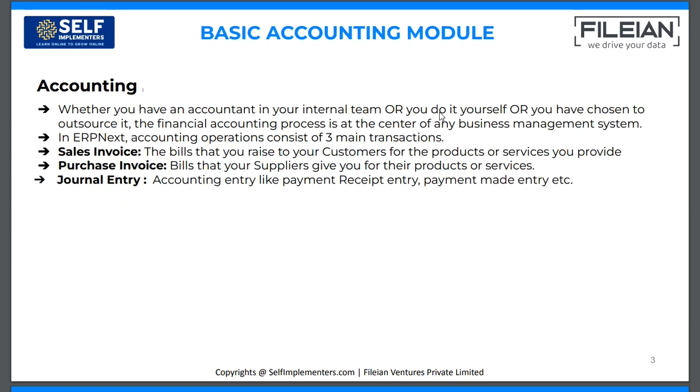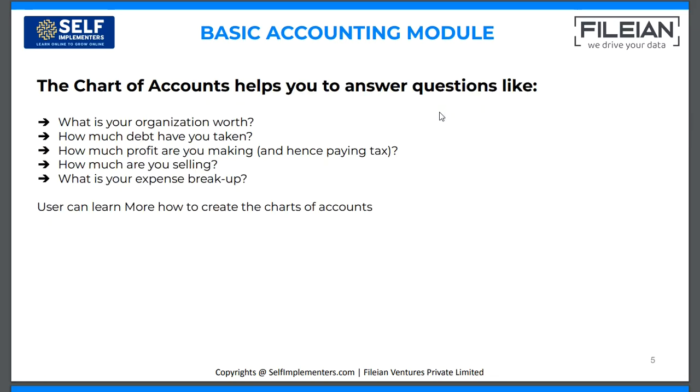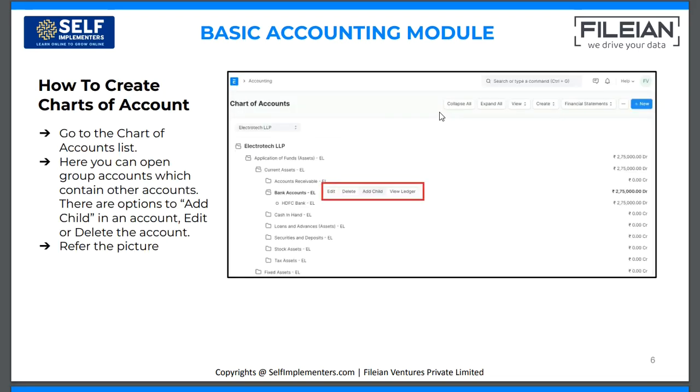going to check the sales invoice entries, purchase invoice entries, journal entries, and we will see the chart of accounts, what the chart of accounts is, and how it will help your organization. The chart of accounts basically gives the answers to the questions: what is your organization worth, how much debt you have taken, how much profit you are making, how much you are selling, how much your expenses are, and what your expense breakup is. All these answers you will get from the chart of accounts itself.